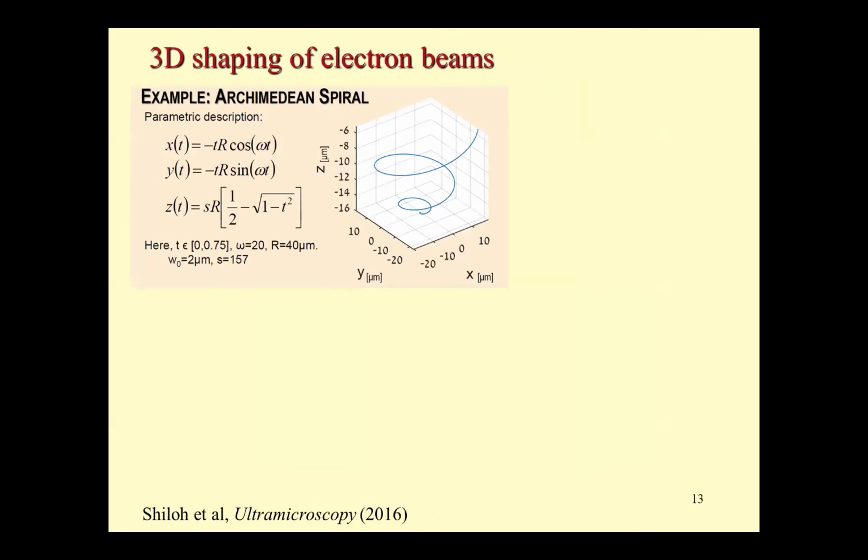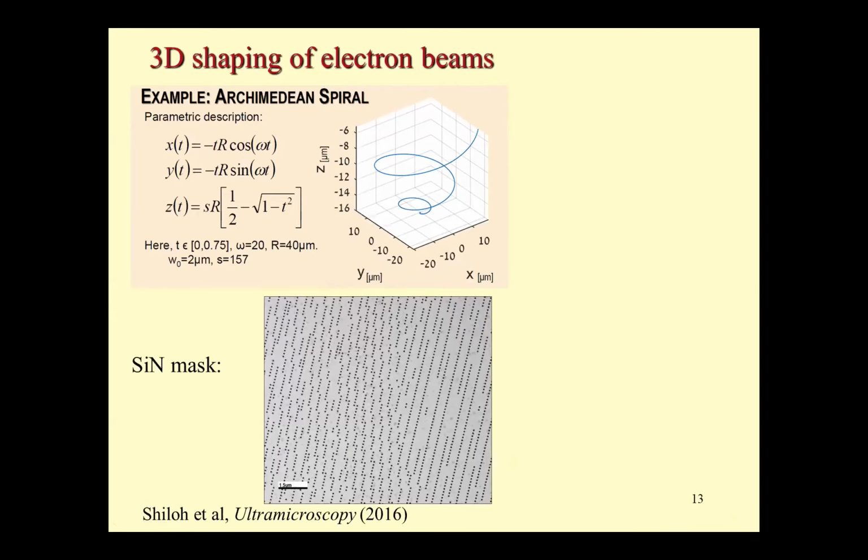I want to emphasize that this is a very versatile tool to shape electron beams. This was done by my former student Roy Shilo, where I want to shape a beam so that the intensity pattern will follow this shape, which is called an Archimedes spiral. This is defined here. These are the X, Y, and Z coordinates of this Archimedes spiral. And essentially we can design it and we can fabricate it.